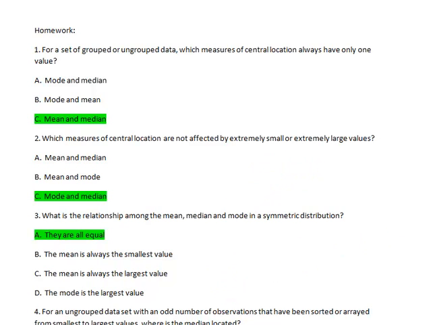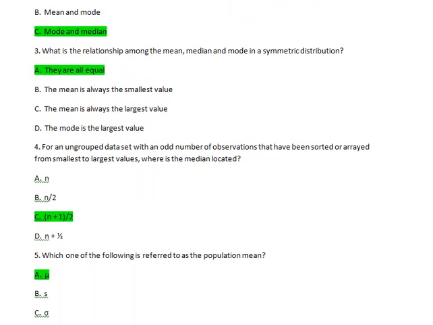3. What is the relationship among the mean, median, and mode in a symmetric distribution? In a symmetric distribution, the mean, median, and mode are all the same, so they are all equal. Answer is A. 4. For an ungrouped data set with an odd number of observations that have been sorted from smallest to largest values, where is the median located? The median is located at (n plus 1) divided by 2.